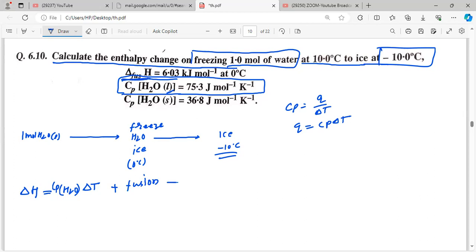Next one is what you are going to add, that is heat capacity of ice, Cp of H2O. Sir, can you please explain this fusion to me once? Sir, this part is not clear to me. No, here the temperature is heat capacity at 10 degrees C, and here heat capacity is delta T, minus 10 degrees C. And in between what will be happening here?